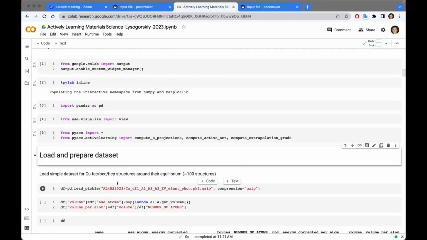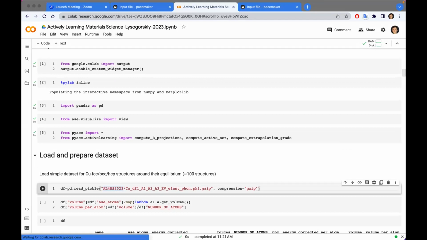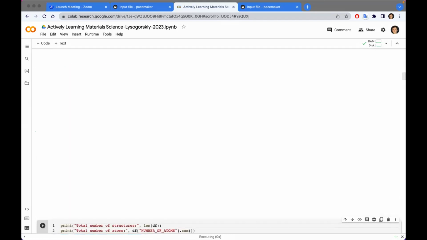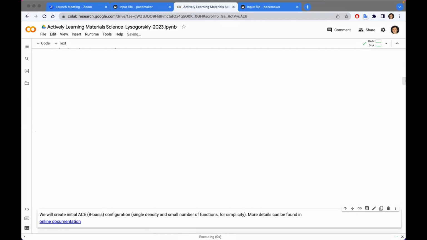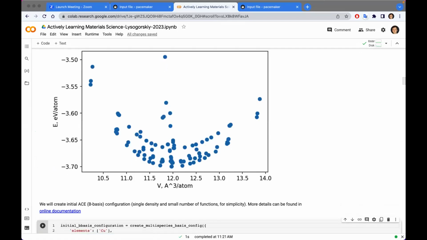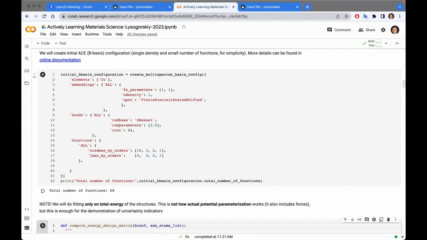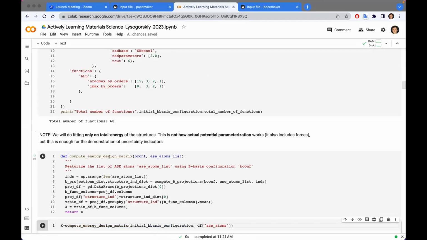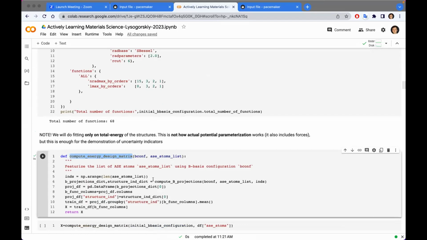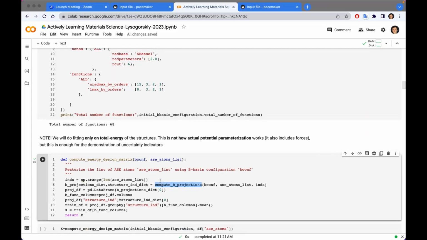So let's load this data frame. Compute volume and volume per atom, total number of structures and atoms. Do the plot. Set up the basis set, and we define the function that will compute. So for those of you who would like to later use these B descriptors, there is a compute B projections function, which we exported above, that actually gives you the dictionary of projections for each species type.